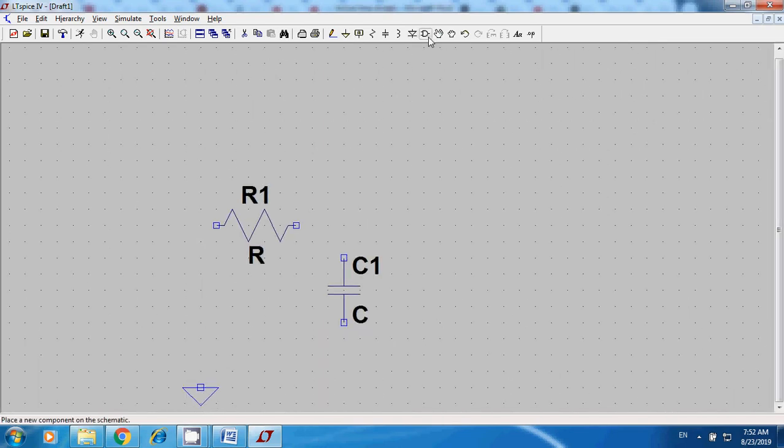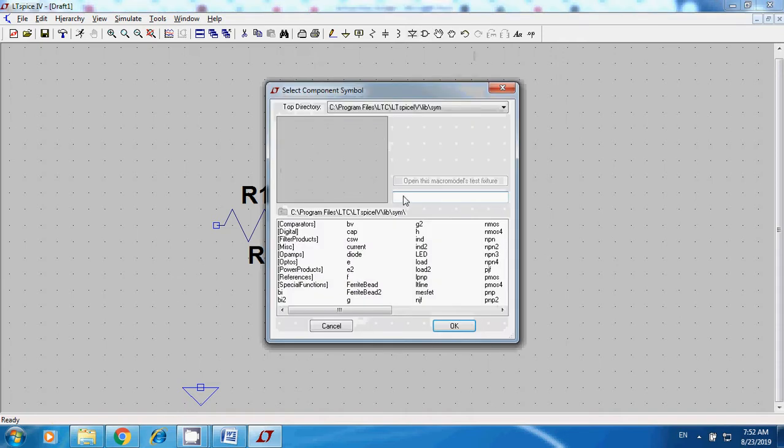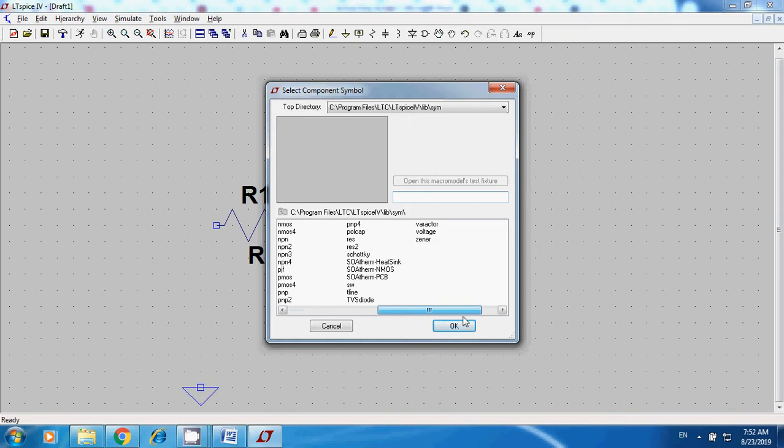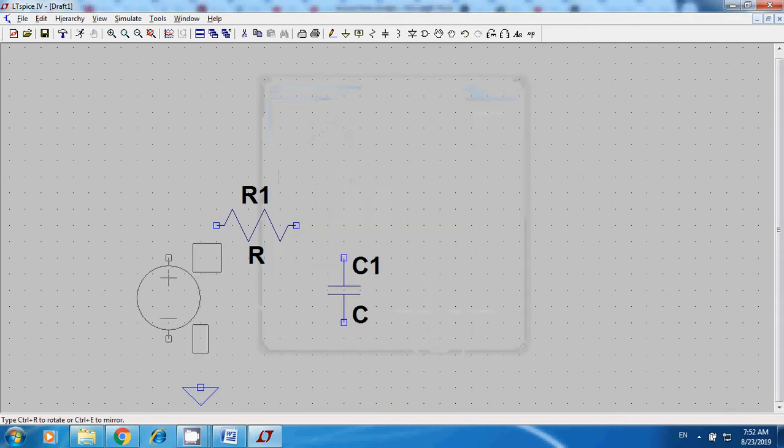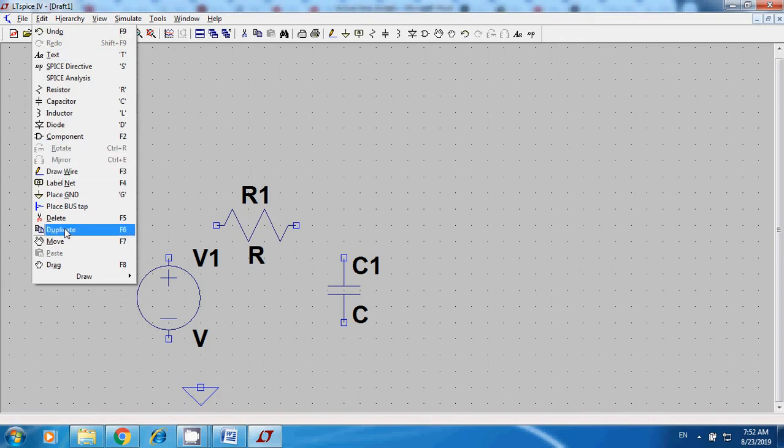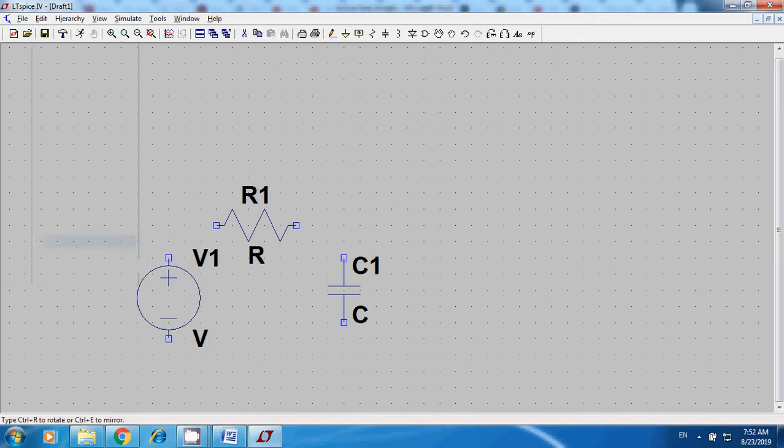Then you look for the input signal. I'm going to pick up what? The voltage, right? Click OK. Left click to place, right click to stop. And now you do the circuit again. So I'm going to move the components. Okay, that should work fine.